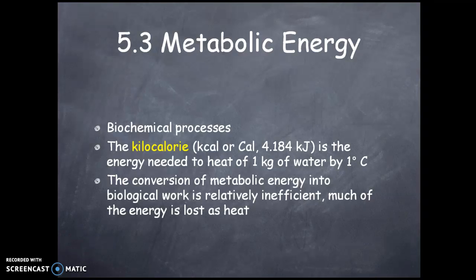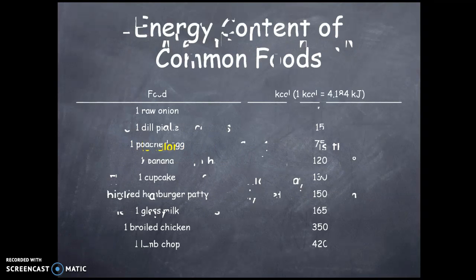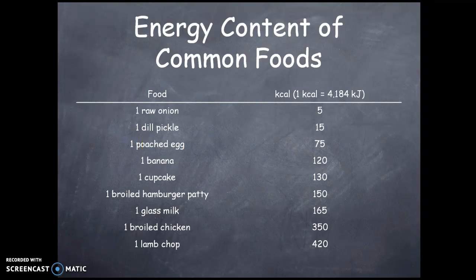Okay, so metabolic process, that's why we eat a whole lot of food, but only a certain amount of it is actually converted into useful energy. So when you look at the table, which gives you some idea, if you eat one raw onion, you'll get 5 kilocalories of energy. If you eat a dill pickle, 15. As you can see, one lamb chop, it's 420. So it means it gives you a heavy feeling, so it gives you a lot of energy.